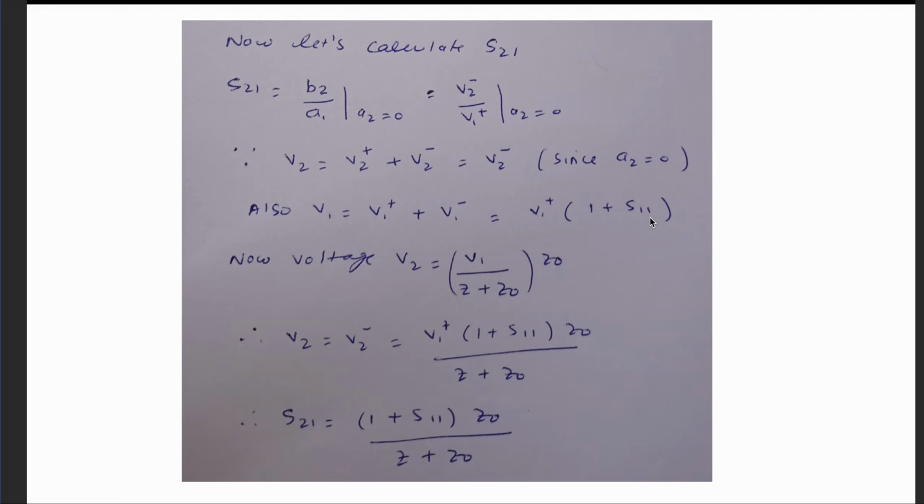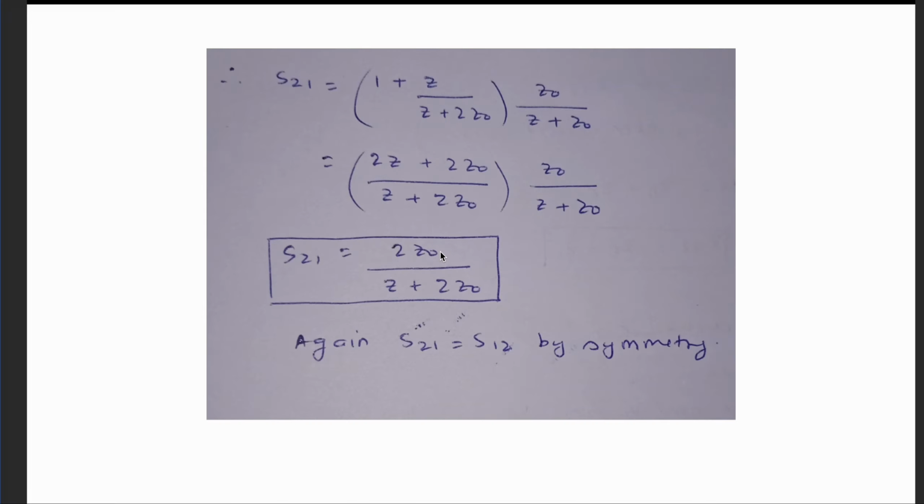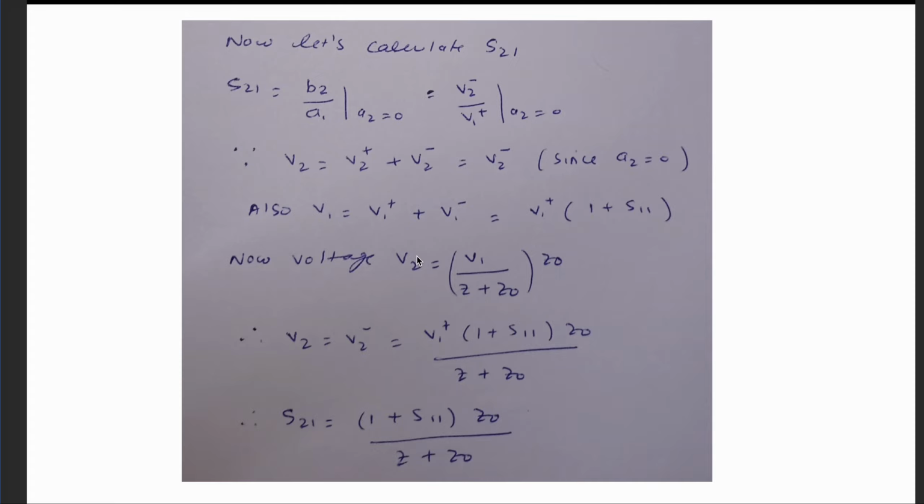Again it's a voltage divider, so you need to calculate the voltage V2 here. The total current will be V1 upon Z plus Z0. Therefore the voltage drop across port 2, as we did earlier, will be the current times Z0. So V2 is equal to V1 upon Z plus Z0 times Z0.